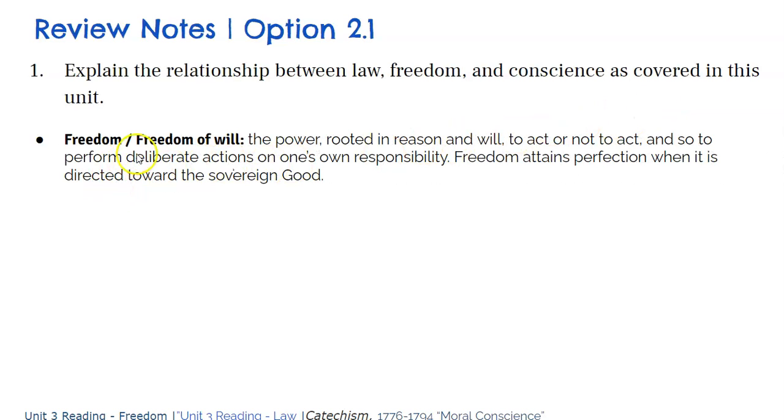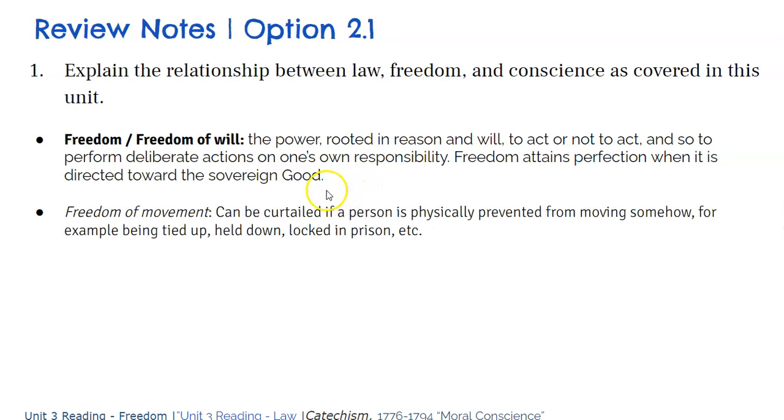So first, freedom, or freedom of the will, is the power rooted in reason and will to act or not act, and so to perform deliberate actions on one's own responsibility. Freedom attains perfection when it's directed toward the sovereign God. So this is one of the powers of the soul. It's one of the things that makes us like God, and our human dignity is grounded in our freedom. It's one of the definitive aspects of human nature.